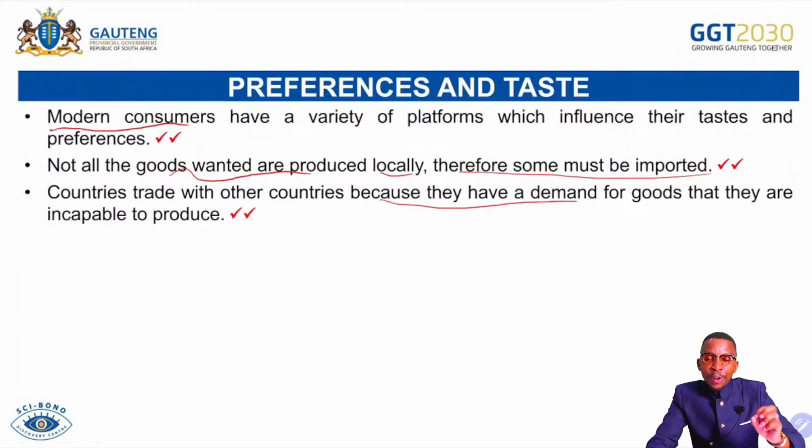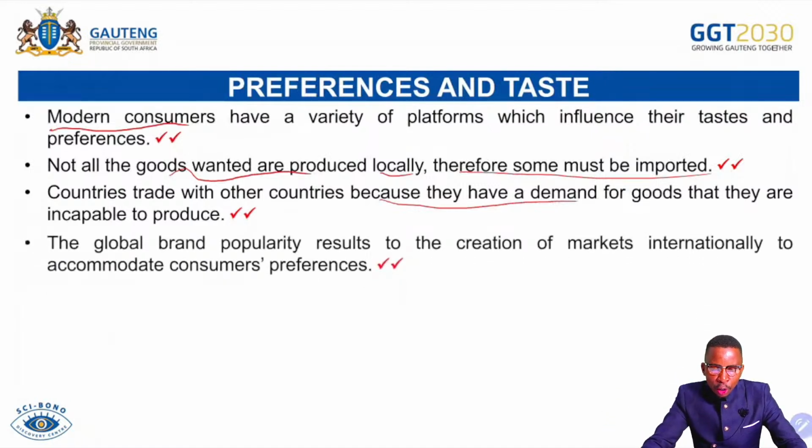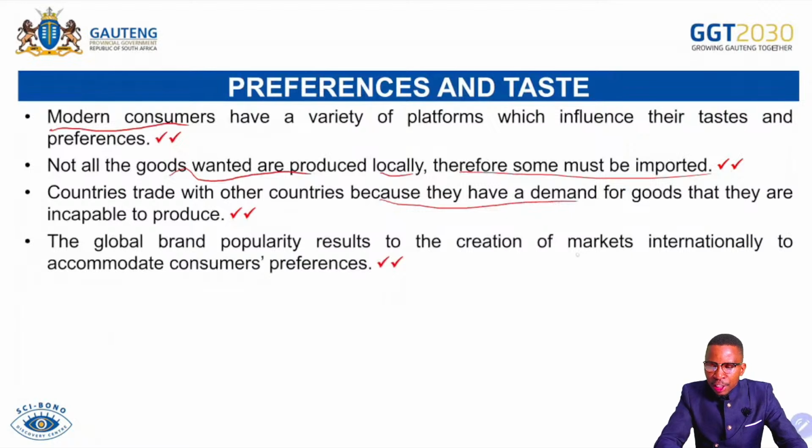So this foreign trade exists because countries cannot produce everything. One can produce something, another can also produce something. So what do they do? They simply share these goods with one another, so that they will be able to meet their needs and wants. Like South Africa, it cannot produce some of the goods. So what does it do? It exports its goods to foreign countries to get money to pay for the imported goods that it is unable to produce. Global brand popularity results in the creation of markets internationally to accommodate consumer preferences.